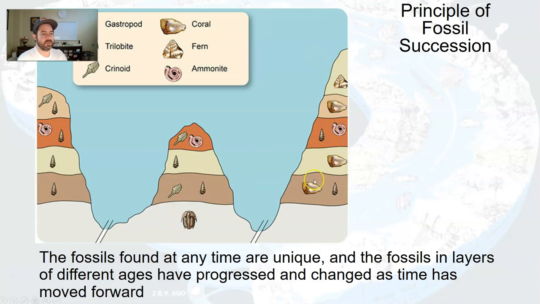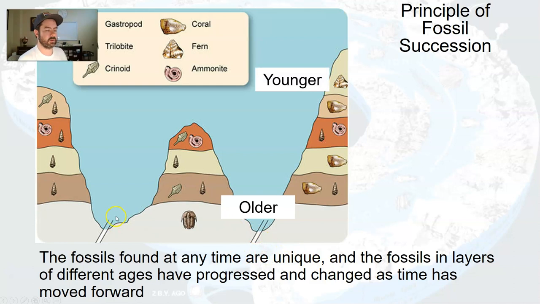One more, and we'll talk more about this later in the semester: the principle of fossil succession. It's the idea that fossils found during a certain time are unique. We only find certain fossils at a certain time, and fossils evolve. We see evolution in fossils. Organisms evolve, so the fossils in different ages have progressed and changed as time has moved forward. So, when we look at fossils, which is another unit we'll come to shortly, I believe it's the next unit, if you find a rock with a particular fossil in it, that rock is of a particular age.